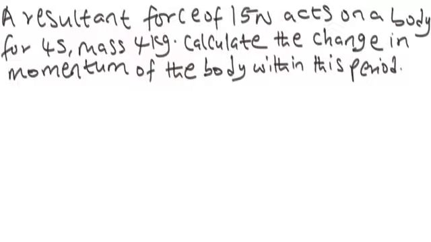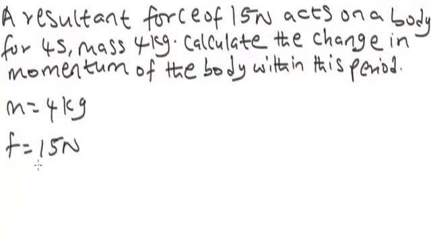Okay, so look at this question. It says a horizontal force of 15 Newton acts on a body for 4 seconds. The mass is 4 kg. Calculate the change in momentum of the body within this period. So let's bring out the parameters. We have our mass to be 4 kg, our force to be 15 Newton, our time t to be 4 seconds, and we are asked to calculate the change in momentum.